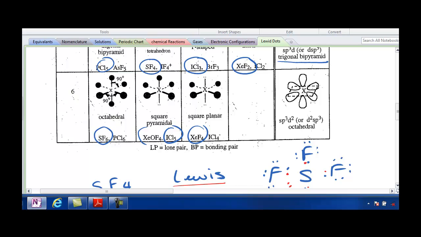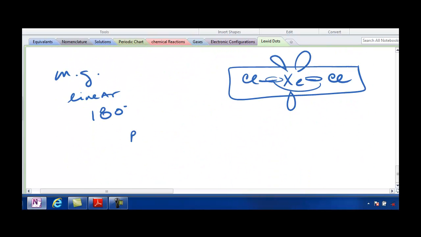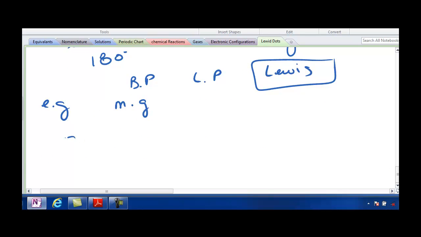We're going to now do SF6, ICl5, XeF5. Whether my question is how many bonding pairs, how many lone pairs, what is the Lewis dot structure, what is the molecular geometry, or what is the electronic geometry, any of those questions, what do I have to do? Lewis. SF6.